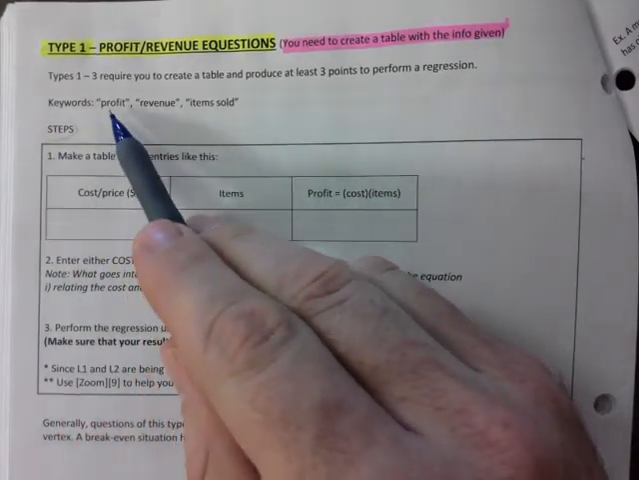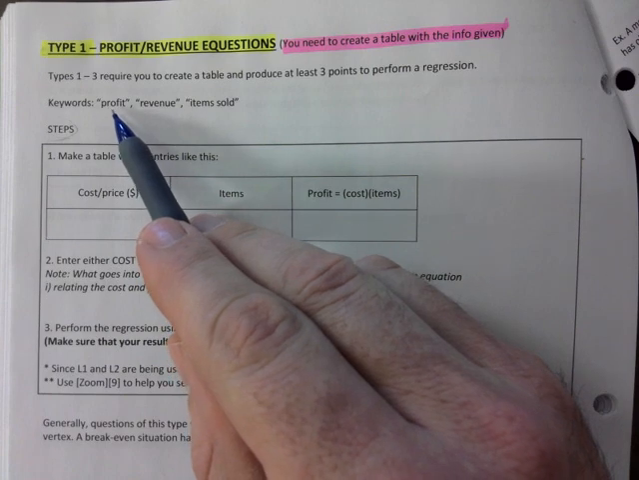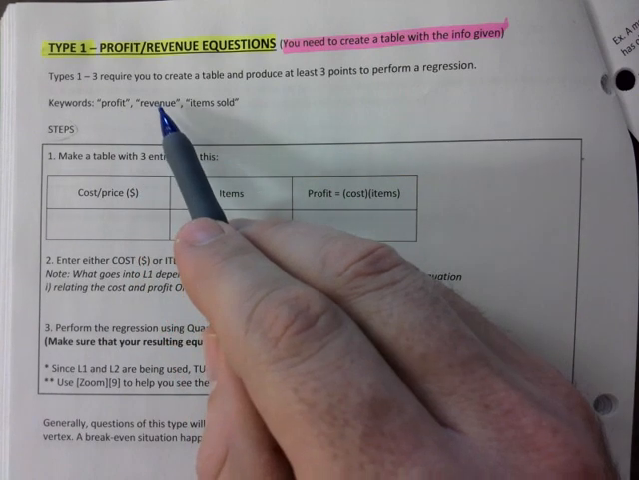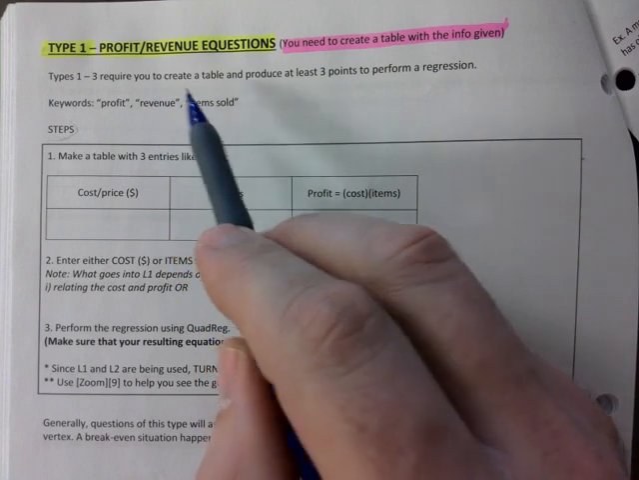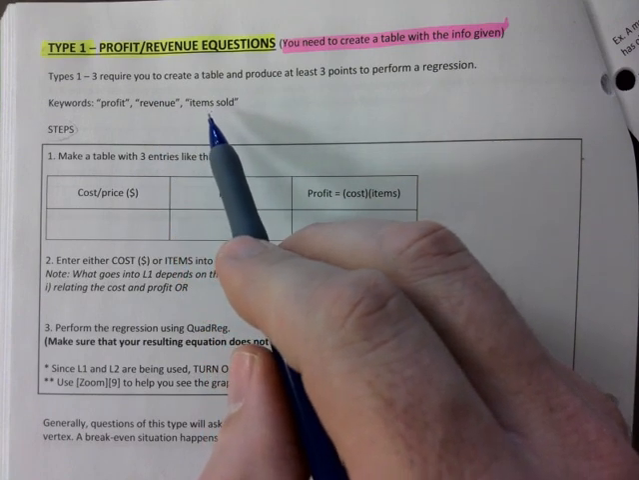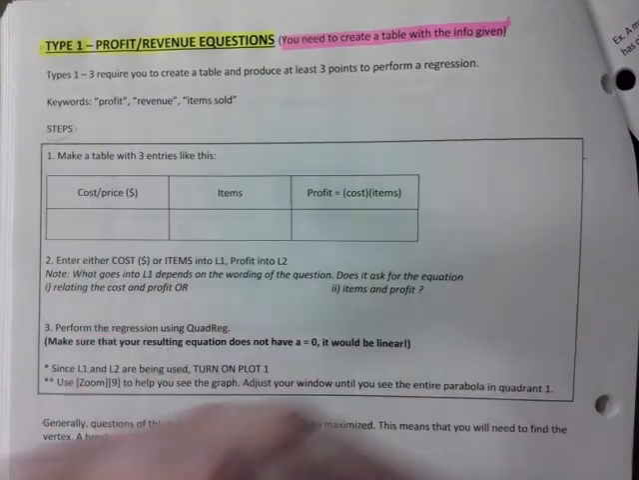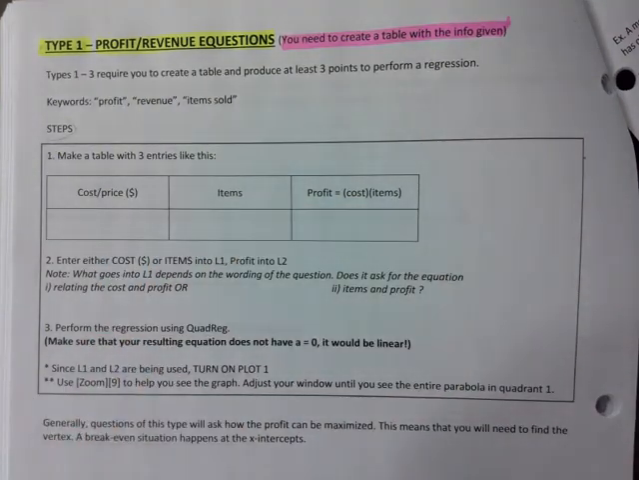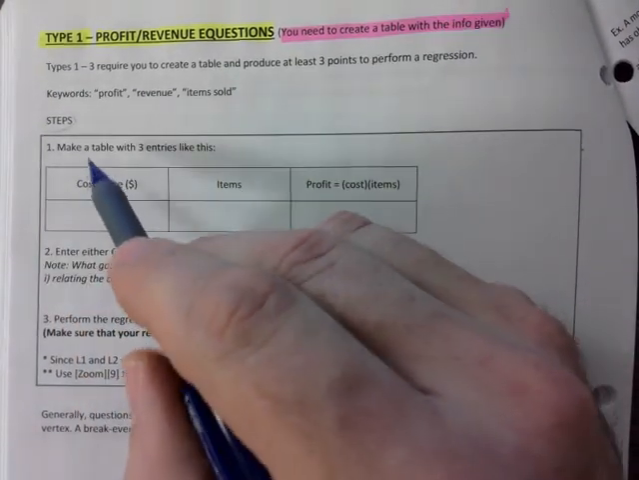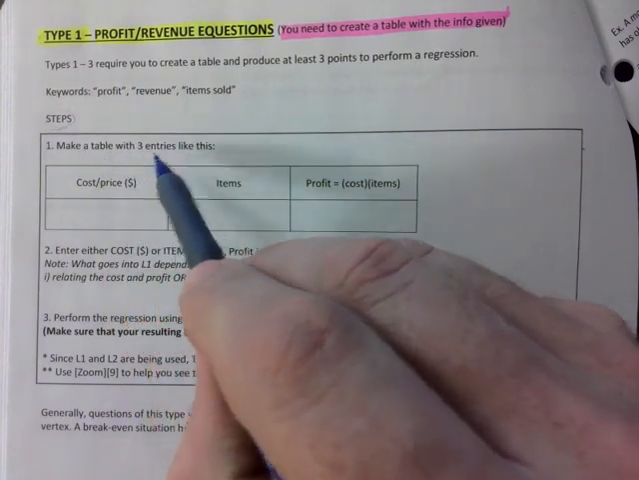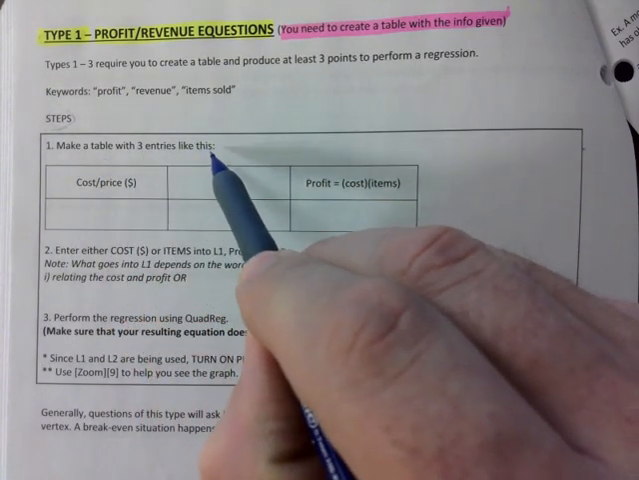Some of the key words that you want to look for when it's this type is you're making some kind of profit or revenue, or you're selling items, tickets, you name it, right? So you're like, okay, I'm kind of like in the money making type, okay? Maybe I should call it the money maker or something. I don't know. So steps: make a table with 3 entries like this.